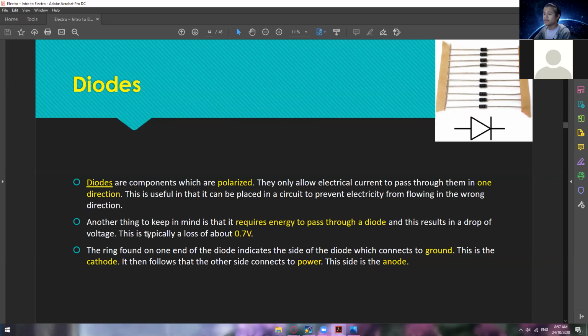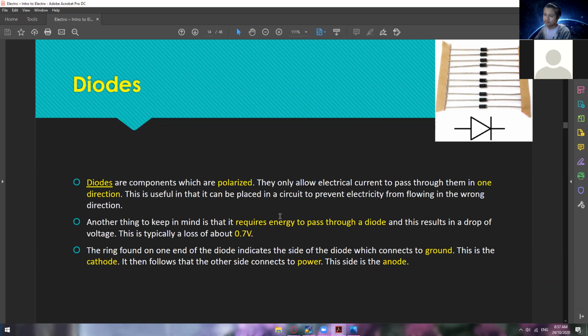Another thing to keep in mind is that it requires energy to pass through a diode, and this results in a drop of voltage. Mostly it requires a voltage of 0.7 for silicon, and 0.3 for germanium. Those are the most common semiconductors, or diodes, that we use. To make it simple, it needs a certain amount of voltage before electricity can pass through completely.